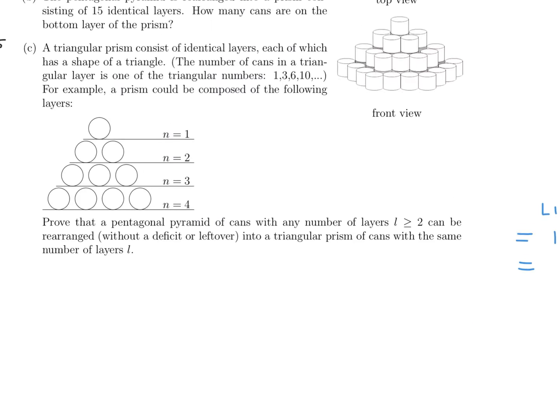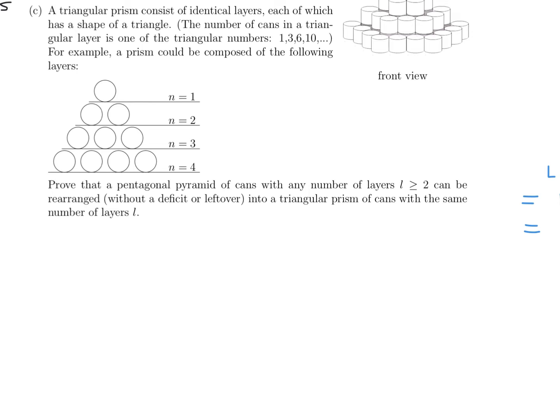Now we move on to part C. Here we go. C. A triangular prism consists of identical layers, each of which is a shape of a triangle. The number of cans in a triangular layer is one of the triangular numbers, 1, 3, 6, 10, dot, dot, dot. For example, a prism could be composed of the following layers: n equals 1, n equals 2, n equals 3, n equals 4. Prove that a pentagonal pyramid of cans with any number of layers L greater than or equal to 2 can be rearranged without a deficit or leftover into a triangular prism of cans with the same number of layers L.